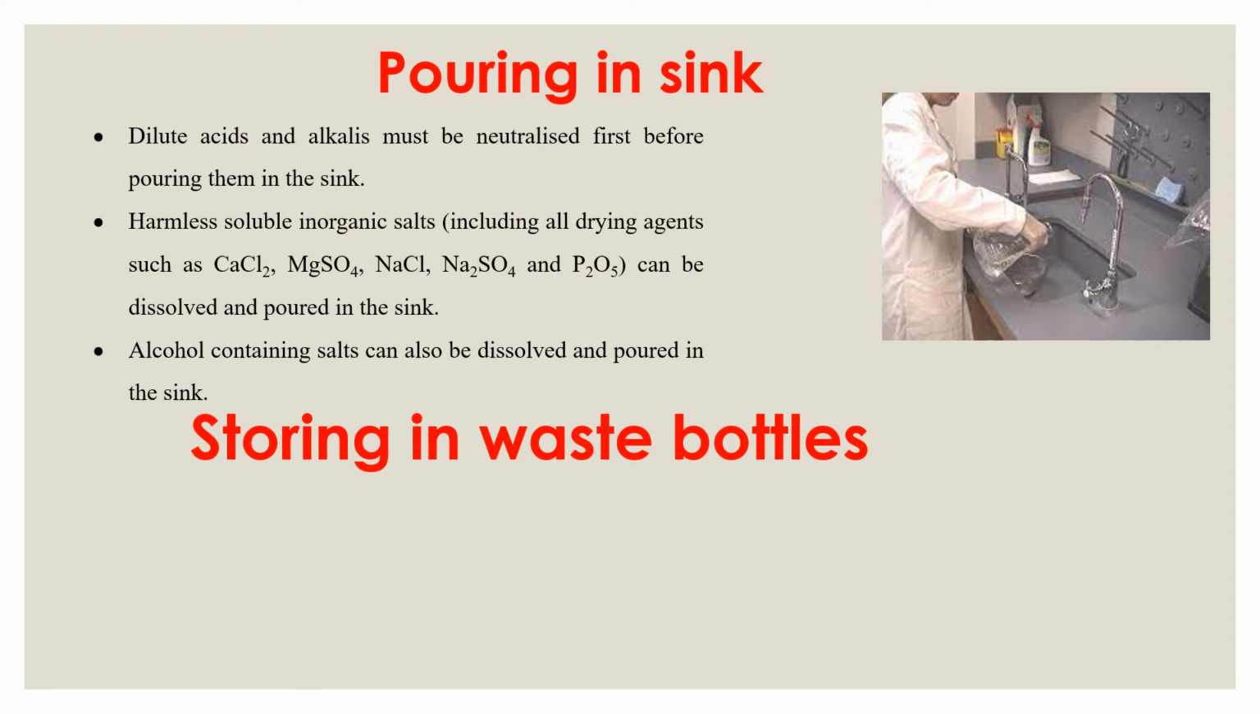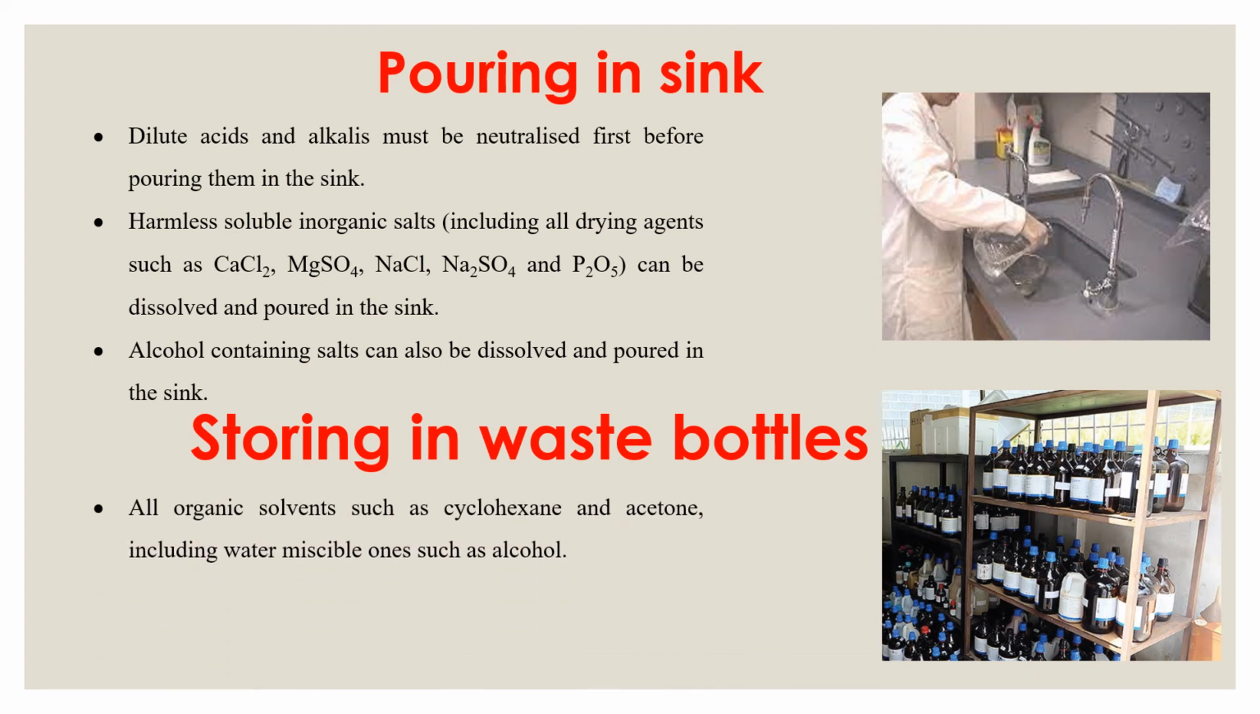Then we have some chemicals which can be stored in waste bottles. These chemicals should not be poured into the sink. Once we store the chemicals in a waste bottle, we can do fractional distillation and recover the chemical one more time. Some of the examples include organic solvents.